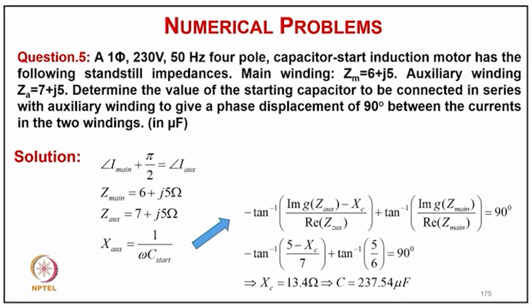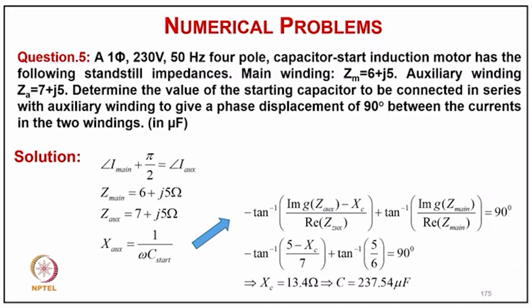Now coming to question 5: a single phase 230 volt, 50 Hz, 4-pole capacitor start motor has the following standard impedance. The main winding impedance is Zm equal to 6.5 + j5 ohm, and the auxiliary winding is Za equal to 7 + j5. Find the starting capacitor to be connected in series with the auxiliary winding so that there is 90 degrees between the currents of the two, in microfarad.